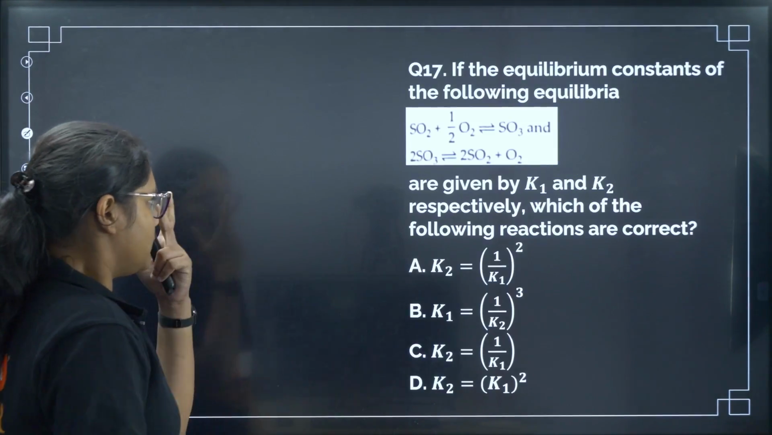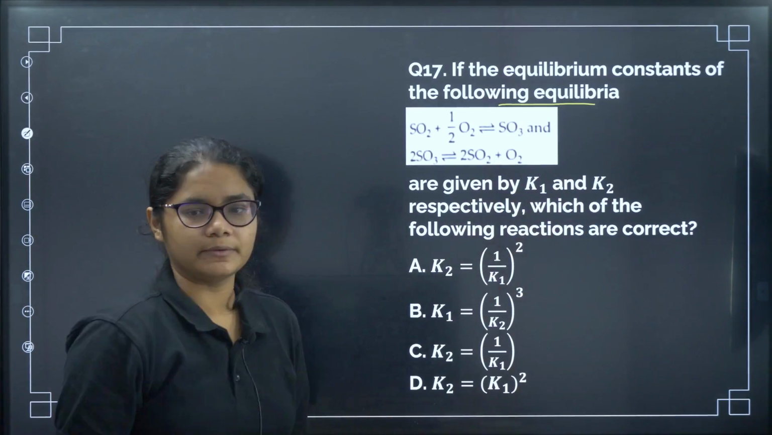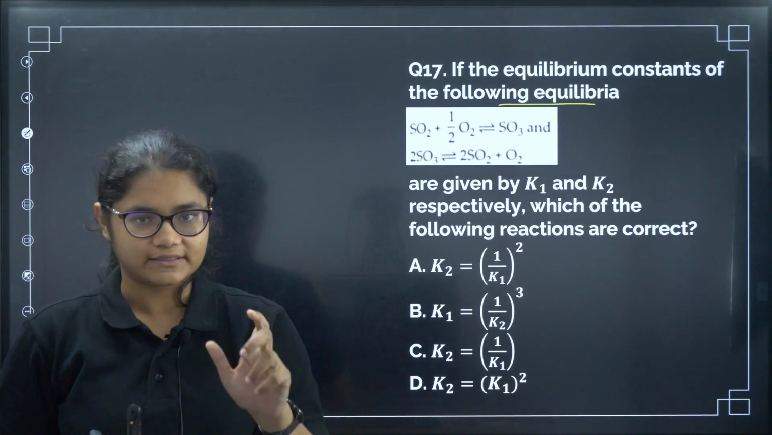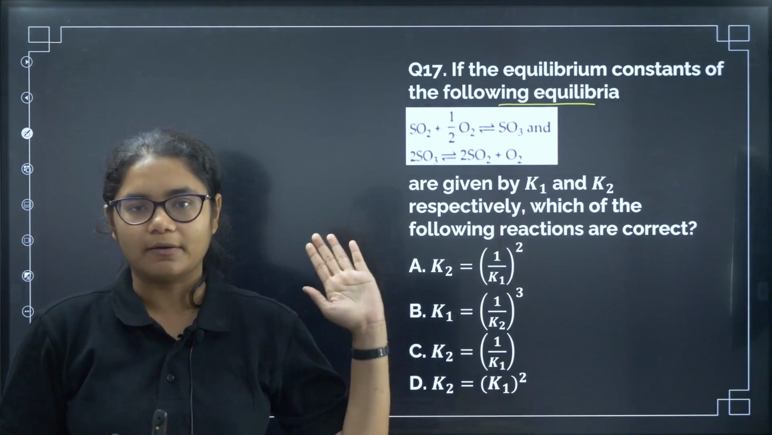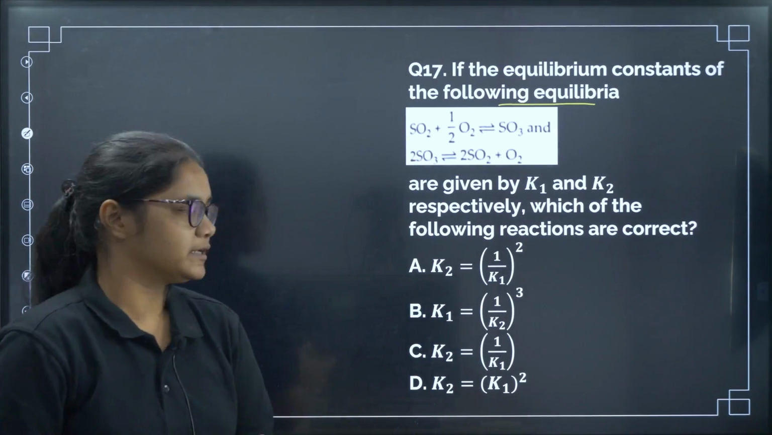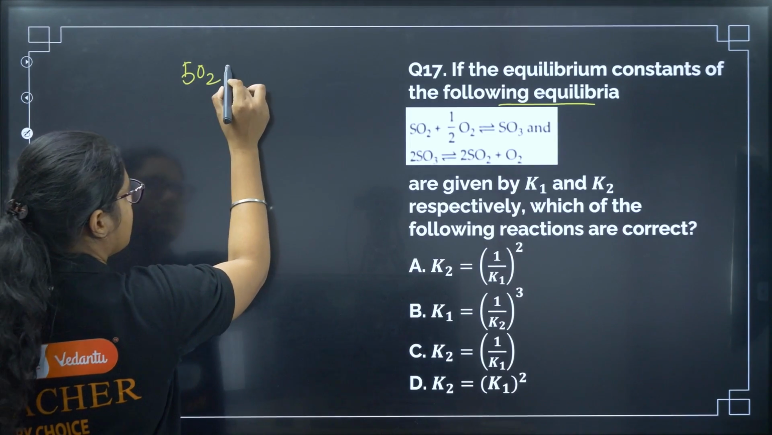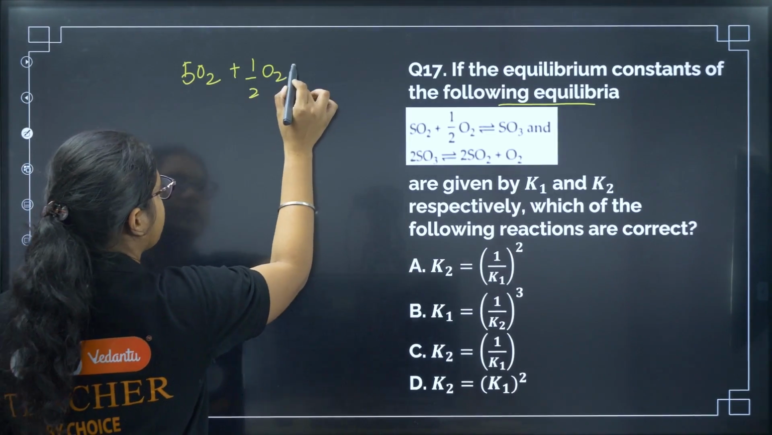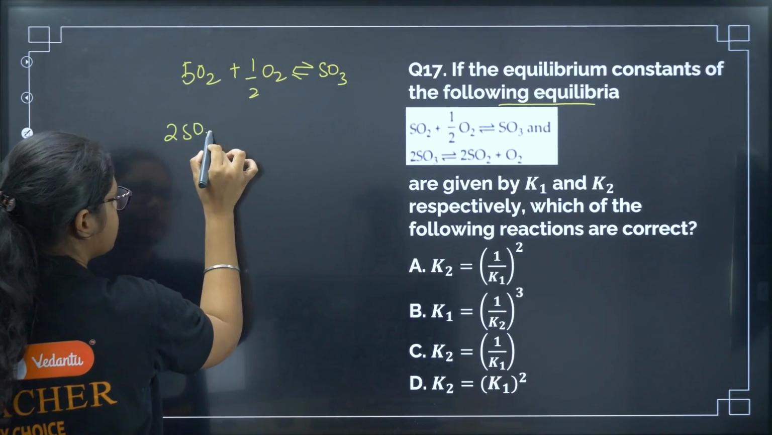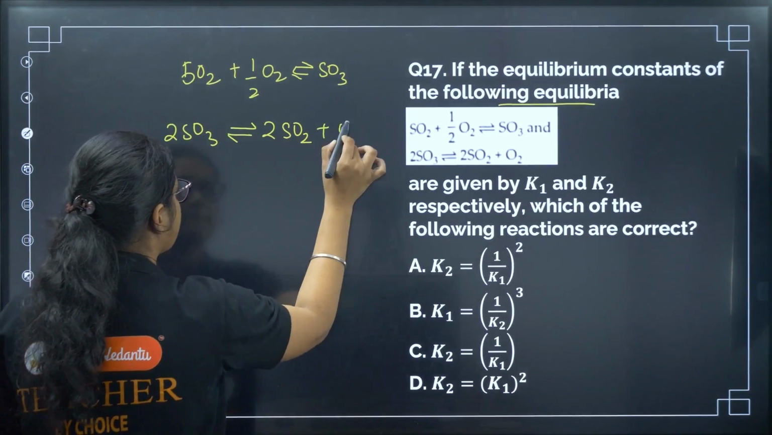Okay. Next question, if the equilibrium constants of the following equilibria are given. So we know whenever a reaction is reversed, the equilibrium constant is taken as inverse. When you multiply any number to the whole equation, that number power has to be taken as the equilibrium constant. Now if you see the first reaction, SO2 plus half O2 gives SO3, and the second reaction is 2SO3 gives 2SO2 plus O2.